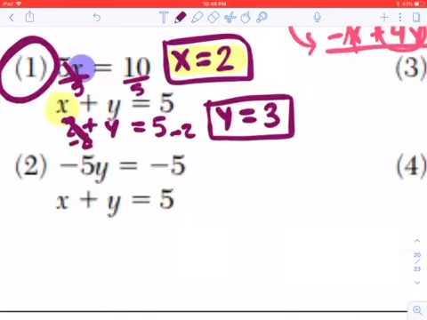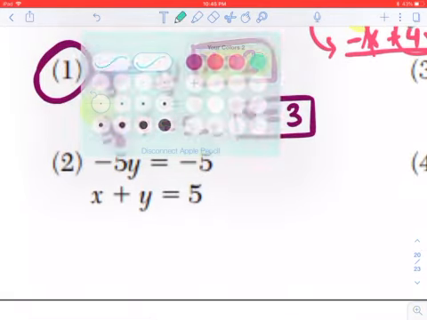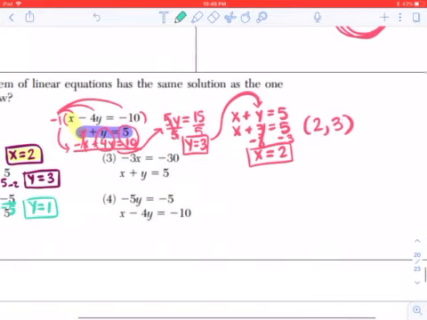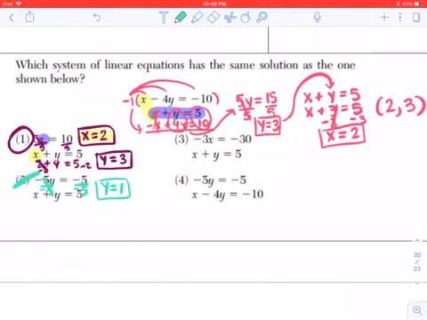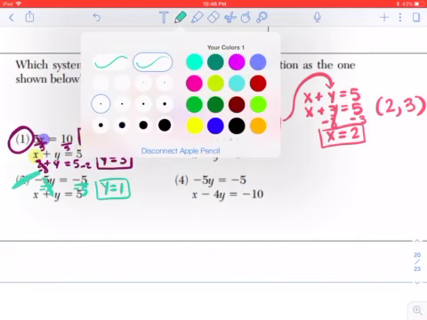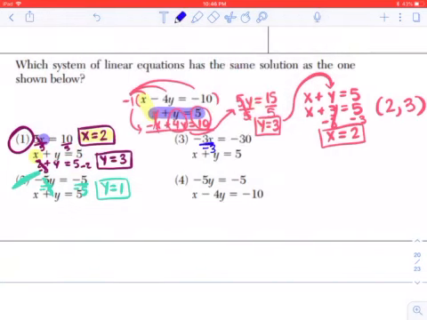If you wanted to solve the rest, you would see, okay, well, if I divide this one by -5, I get y equals 1. But this system had a solution of y equals 3. So you could eliminate that right away. For number 3, you could divide this by -3, and you would get that x equals 10. Well, we're supposed to get that x equals 2, not 10, so you could eliminate that one.